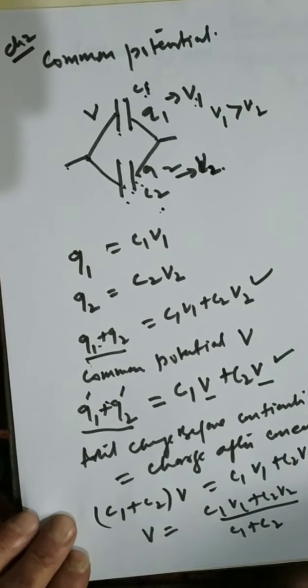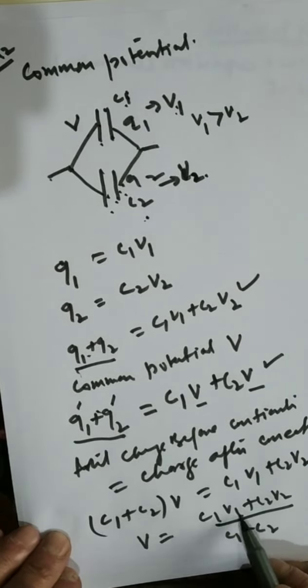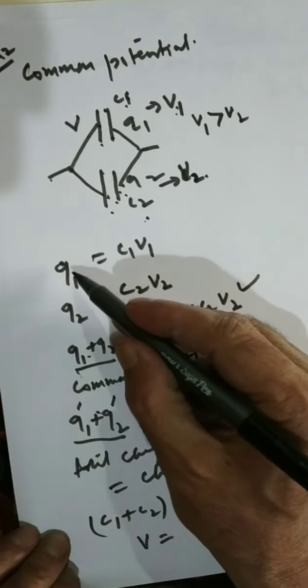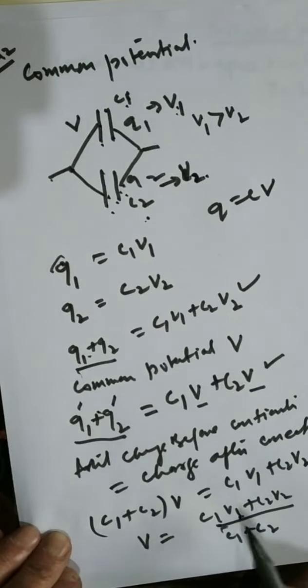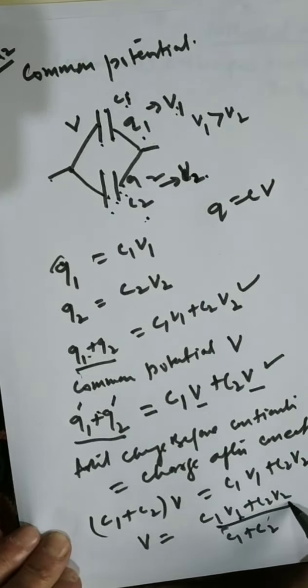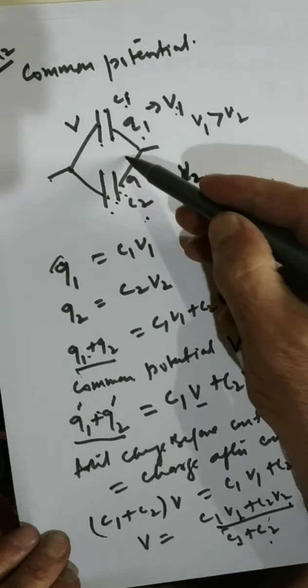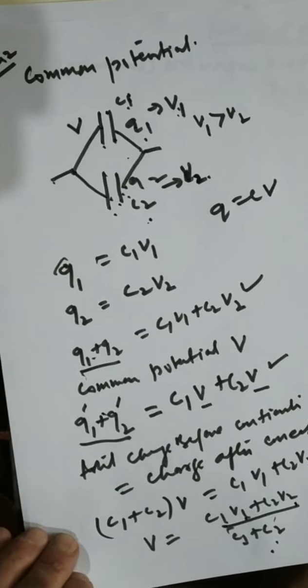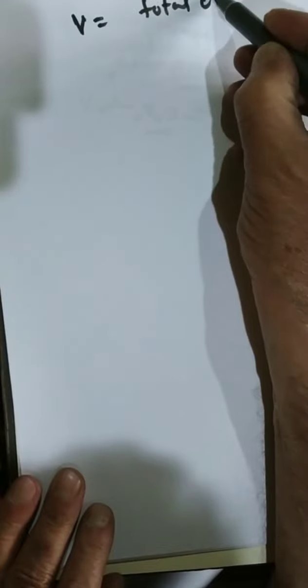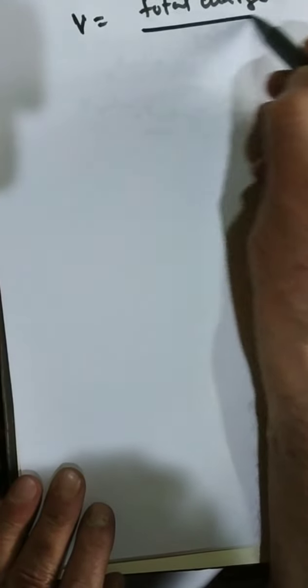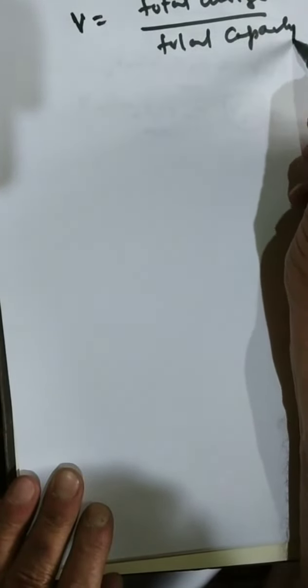Okay, now C1 V1, that is charge on the first capacitor, because we know Q is equal to CV. Therefore C1 V1 be charge on first capacitor, C2 V2 will be charge on second capacitor, and C1 plus C2 as they are parallel will be their total capacity. Okay, so V is equal to total charge divided by total capacitance.